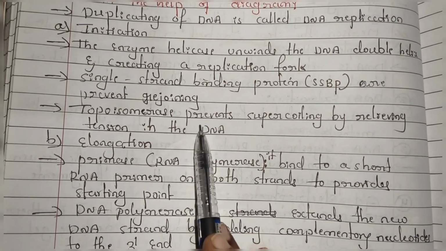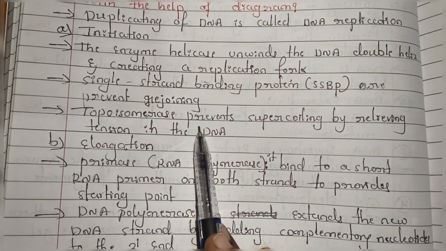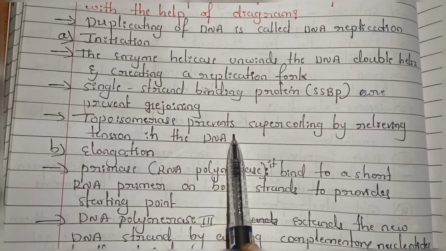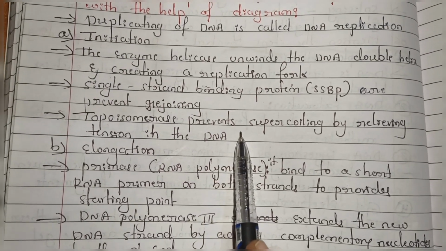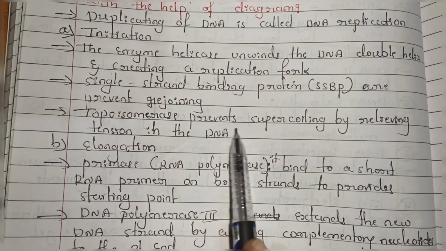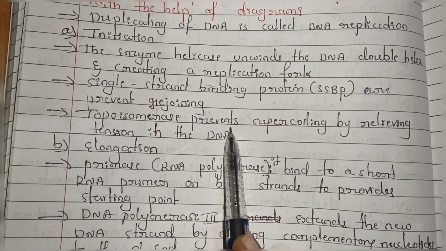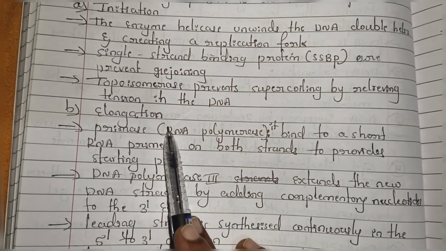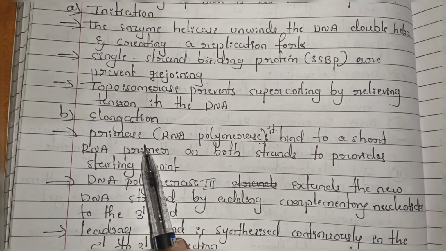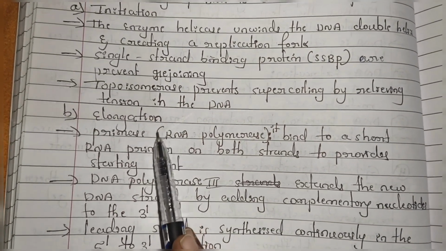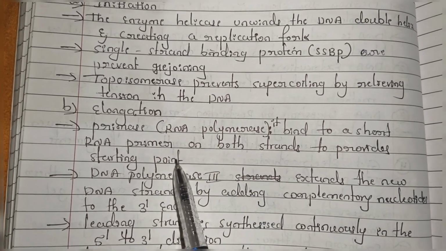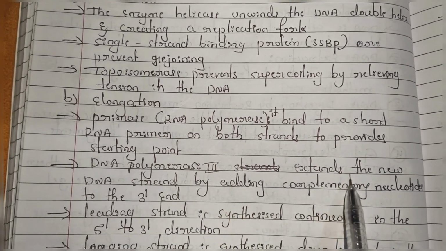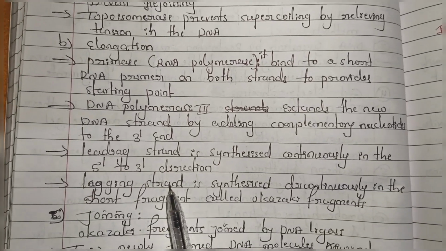Next, topoisomerase is there. In front of the open region, they have supercoiled DNA, so that is prevented or removed by the topoisomerase. And next, after this process, elongation: the primer will bind to the open region, and it starts taking the help of DNA polymerase 3 and extending the new DNA strand.